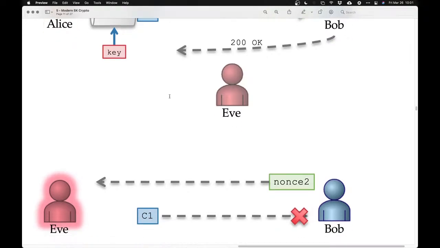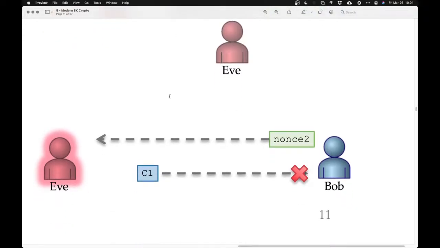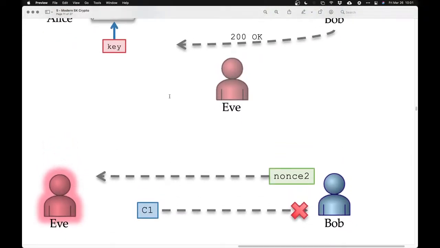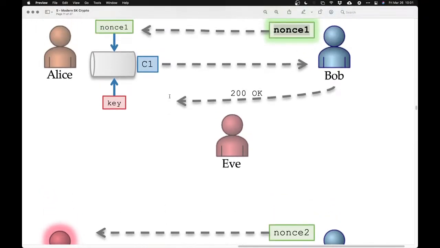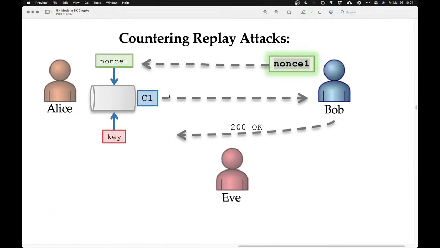Right? What would Eve do? Eve, if she wanted to send information to Bob, would have to contact Bob and say, hi, I need a nonce. And Bob would go, no, you're not Alice. I'm not giving you a nonce. Assuming Bob can authenticate that this is not Alice, which is why we'll talk about authentication later this semester.